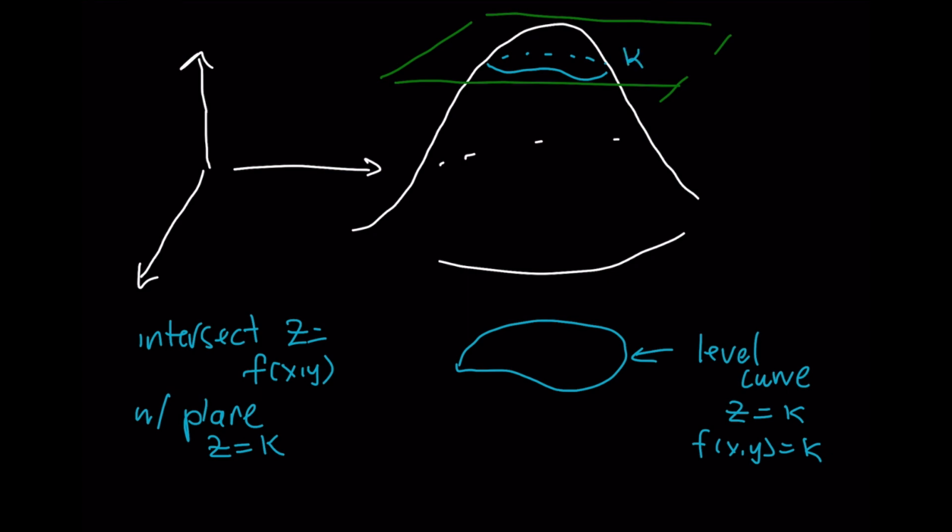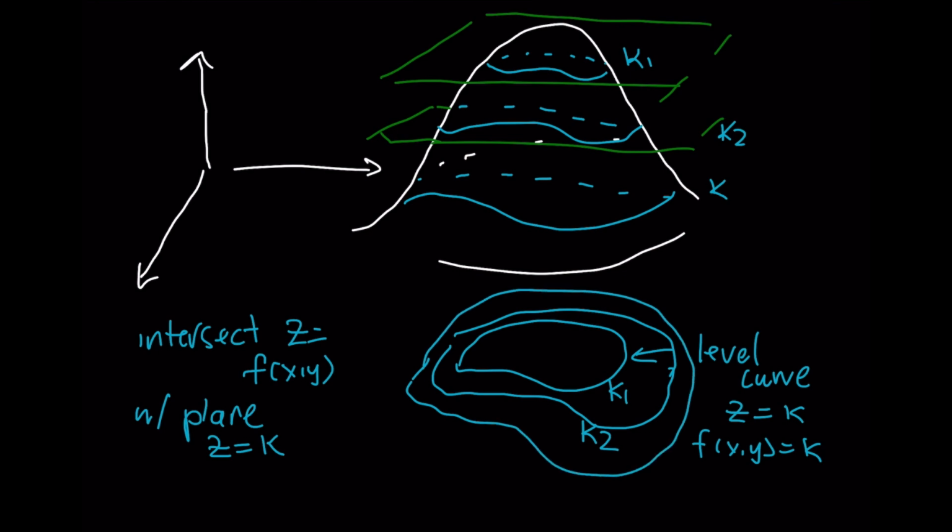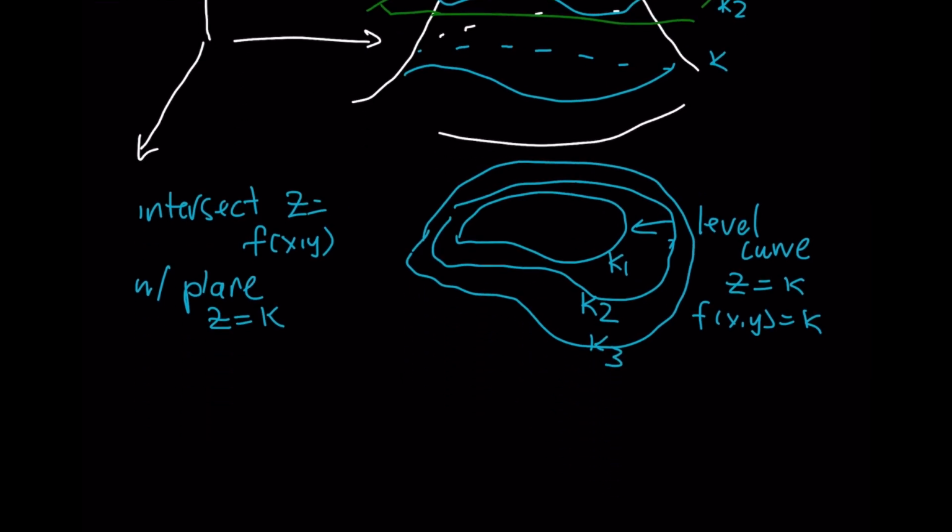Now, if this is intersecting at some value k1, this will be the k1 level curve. If I take a different plane and intersect it at a different value, then it's going to produce a different level curve. So this would be the level curve that occurs when it's at the height k2. And then what we will get would be another curve down here. So this would be the k2. And as I keep intersecting with different values of k, I'm going to produce different curves down here, and we like to label them. The picture that we get is what's called a contour map.